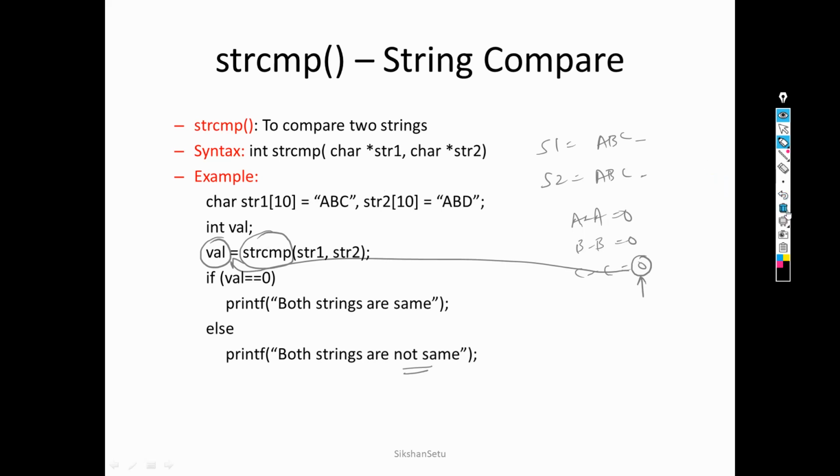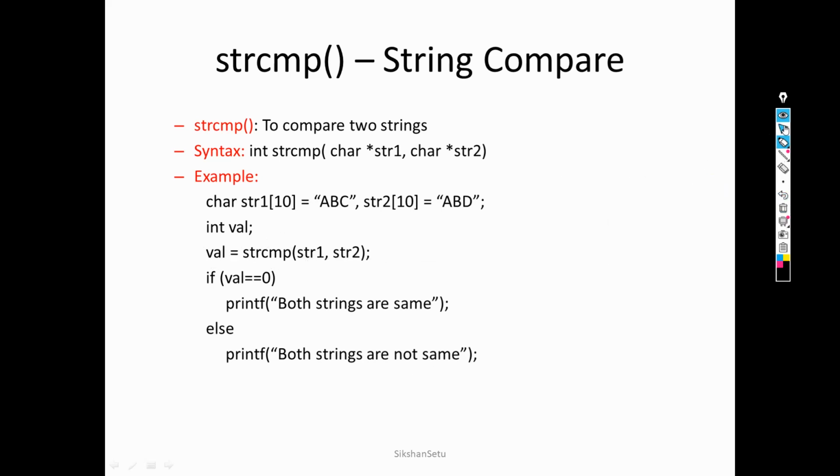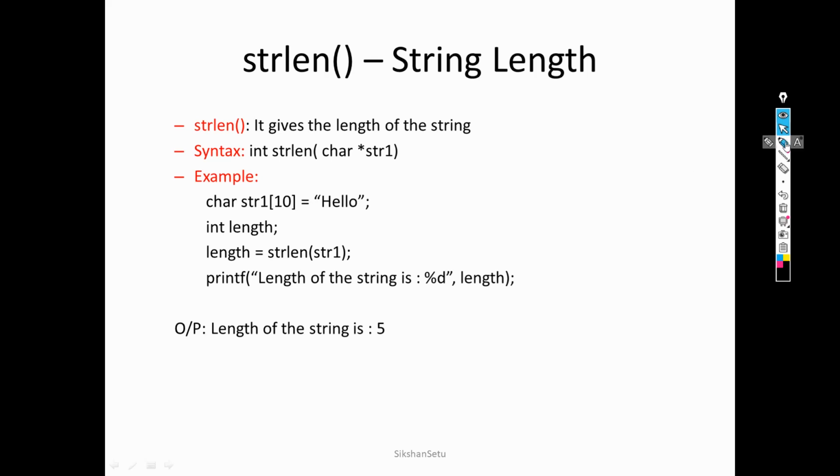Okay, now we move further. The fourth basic function is strlen, that is string length. It gives the length of the string. It will take only one argument, and that is one string. Here also it returns an integer. It will return the length of the string.